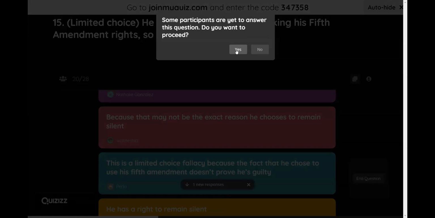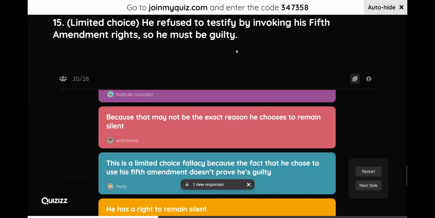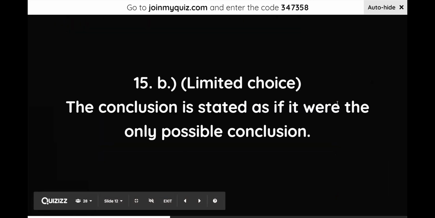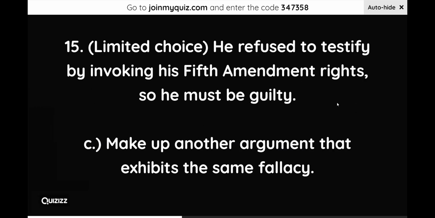There's other reasons why you might want to invoke the Fifth Amendment. Maybe he's not guilty of the thing they're questioning him of, but maybe he's guilty of something else. Who knows? Hopefully not. But yeah. And so this is what the book says about it. Conclusion is stated as if it were the only possible conclusion. So they said he was guilty as if that was the only possibility. He could have been not guilty.